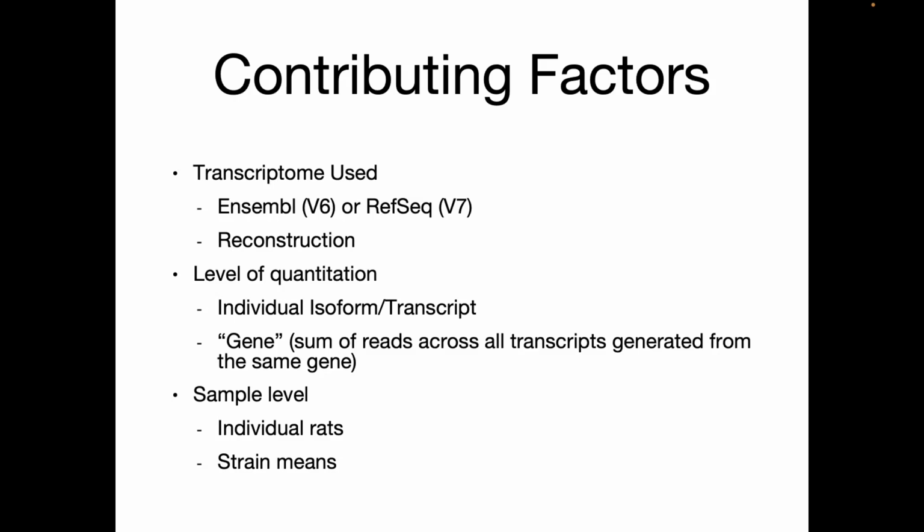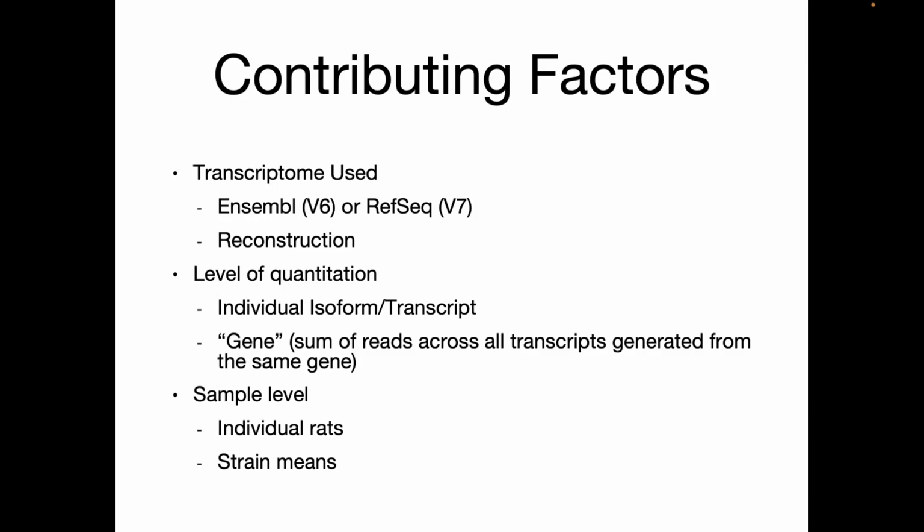So we have either that annotation level, or we do a reconstruction, and I will go through that in more detail, where we admit we don't know all the transcripts that are being expressed in brain. We're going to let the data tell us a little bit more about different splice variants or transcripts with different polyadenylation sites that are being expressed in our data set. We can do different levels of quantitation, either at the isoform level or at the gene level.